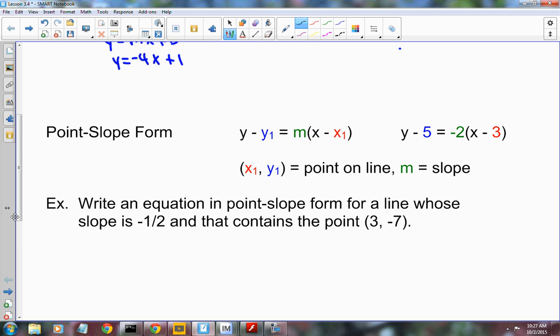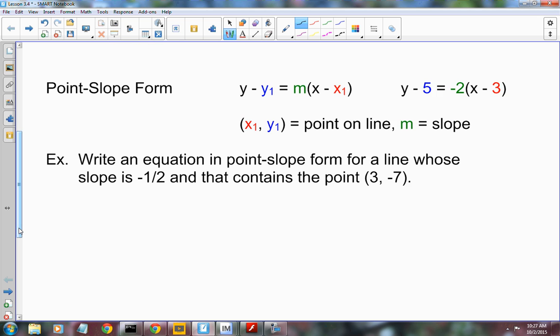Okay? And so if I gave you a problem and I said write the equation in point slope form for a line whose slope is -1/2 that contains the point (3, -7). So this right here is your m, and then this is your x1, and this is your y1. So I plug it into this formula, and so I'm going to replace the y1 with -7, so that becomes y minus a -7, which is y plus 7, equals -1/2 (x minus 3). Okay, that is point slope form.